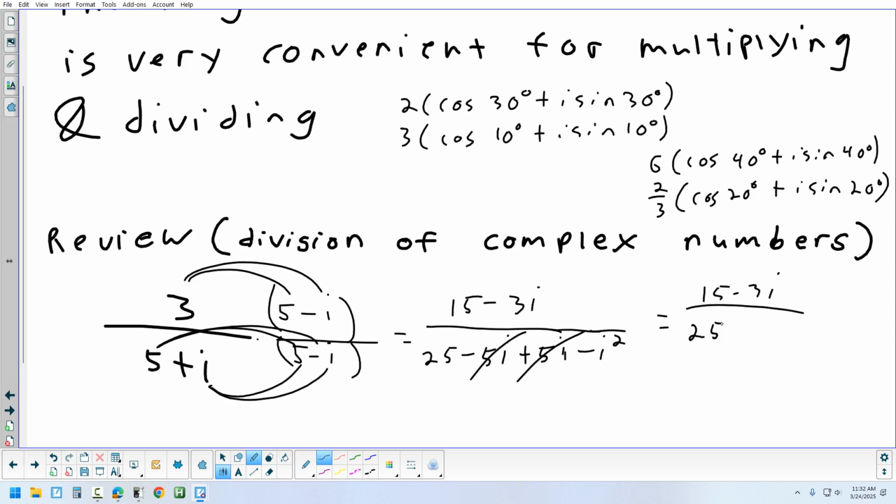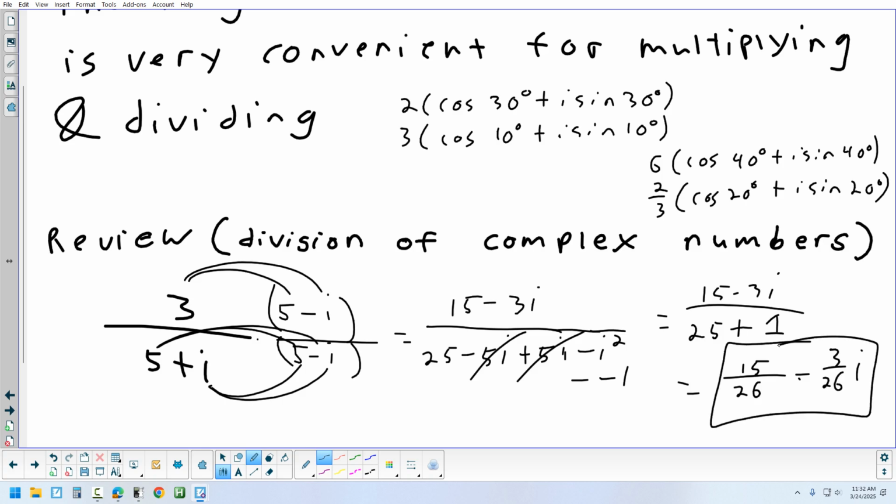I squared is negative 1. So negative i squared would just be positive 1. So it's going to be minus minus 1, which is plus 1. So there's another thing we had to remember: i squared is negative 1. And now we need to put that as real part and imaginary part separate. So 15 over 26 minus 3 over 26i. Okay, that's doing that whole problem in standard form.